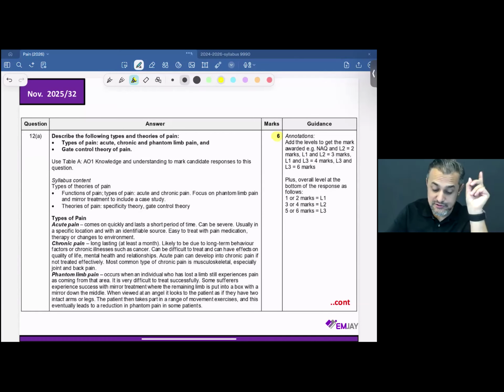Now, describe the following types and theories of pain. This first bullet that you see over here refers to the different types, that is acute pain, chronic pain, and phantom limb pain. And the second one is the gate control theory of pain. Now, why is it that I've opened this? One more reason is, let me take you back to the syllabus.